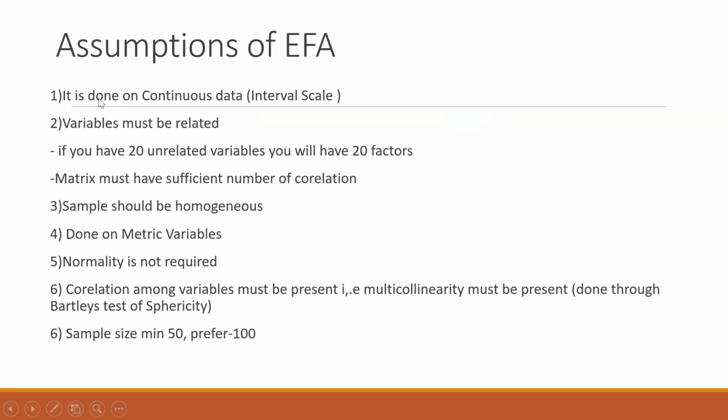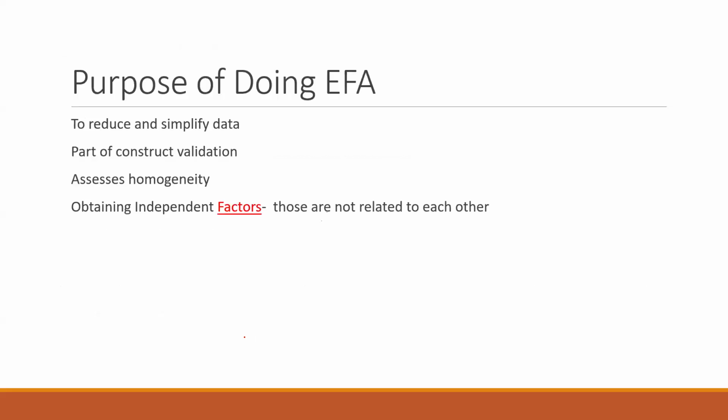Okay. Now, what are the assumptions? It should be done on the interval scale or the ratio scale. Variables must be related. If you have 20 unrelated variables, you will have 20 factors. That's how I explained to you in the beginning. Sample should be homogeneous. It should be done on metric variables. Normality is not required for EFA, right? Correlation among variables must be present. That is, multicollinearity must be present, which is established through Bartlett's test of sphericity. Sample size minimum 50, preferred is 100. So these are the assumptions of EFA.